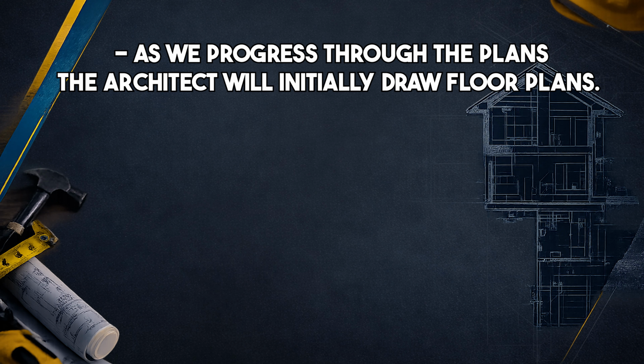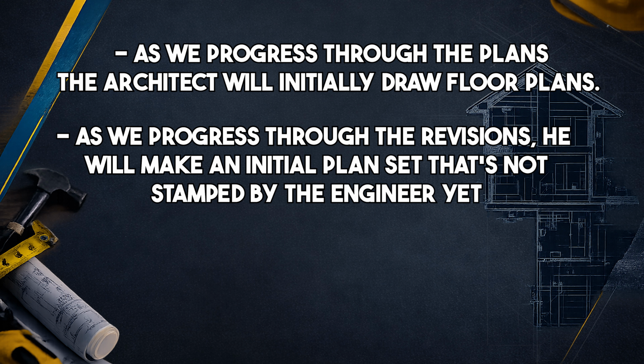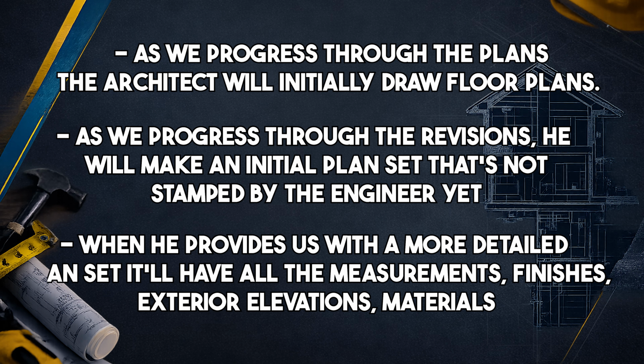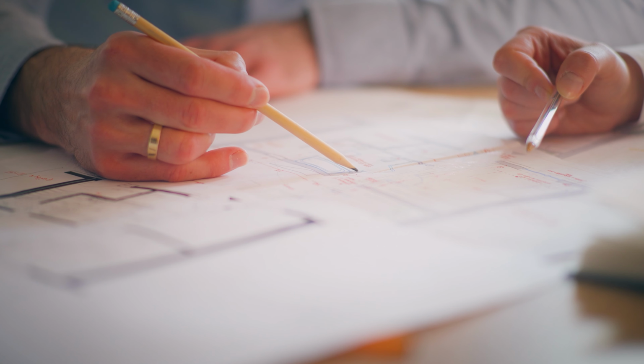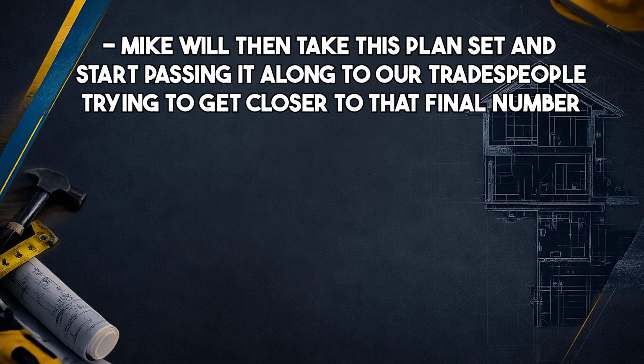Okay, so as we progress through the plans, the architect will initially just draw in floor plans. As we progress through the revisions, he will then make an initial plan set. It's not stamped by the engineer yet. We wait until plans are finalized to do that. But when he provides us with a more detailed plan set, it'll have all the measurements on it, finishes, exterior elevations. It'll show what type of material we want to do on the exterior. Mike will then take this plan set and start passing it on to our tradespeople.